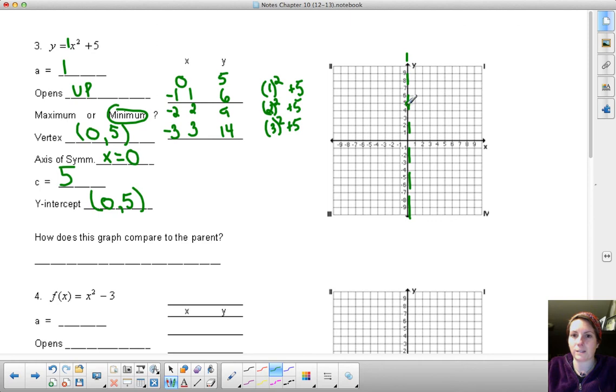So we have the point (0, 5) for our vertex, the point (1, 6), and the reflection, remember, that means also (-1, 6), because it's across that axis of symmetry, (2, 9), and that means (-2, 9), because it's across the axis of symmetry. And that 3 point we're not even going to worry about because it's not going to fit on our graph. Remember to sketch it in as a curve.